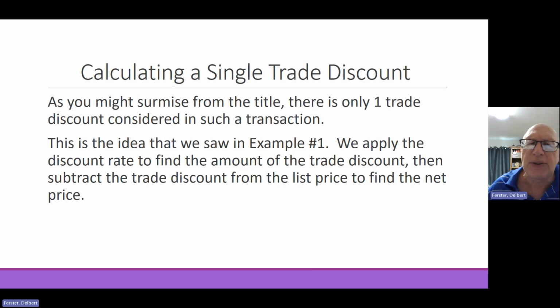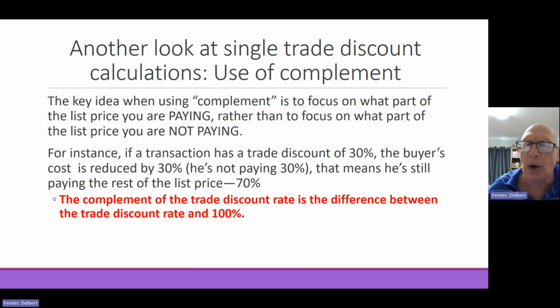We've actually already done this. The example that we looked at earlier, we could calculate how much the discount was and then subtract it away to determine our net price. But we kind of solved this in a previous unit where if you're saving a certain percentage, you're still paying a certain other percentage. And your author talks about complements as it relates to these discount amounts. So if we're saving 30%, for instance, then we're still paying the other 70% of the list price.